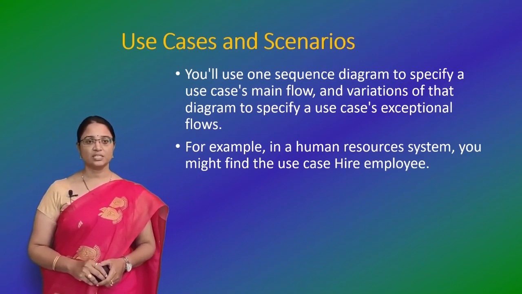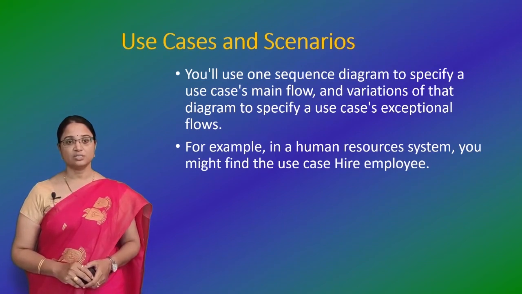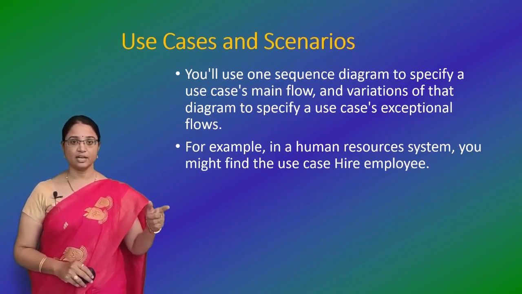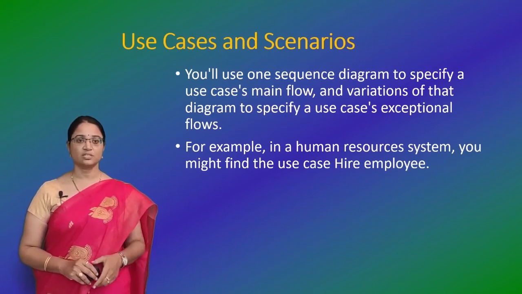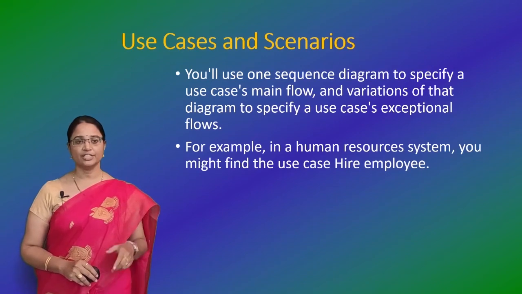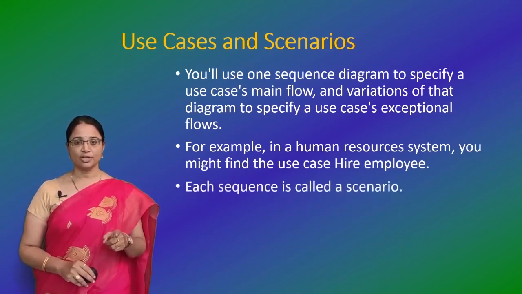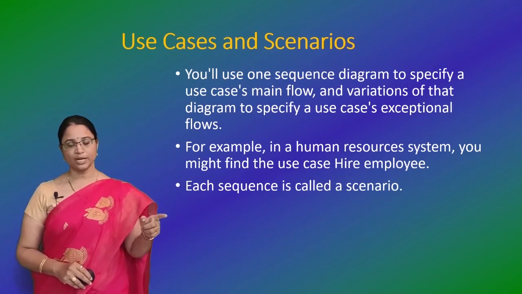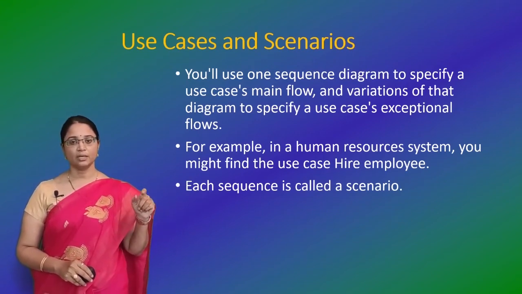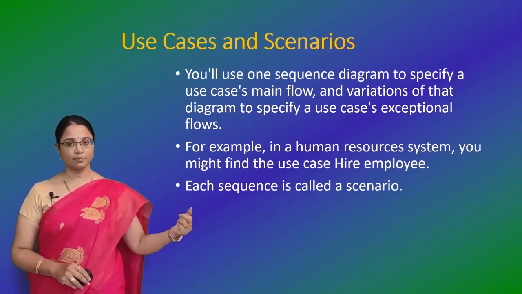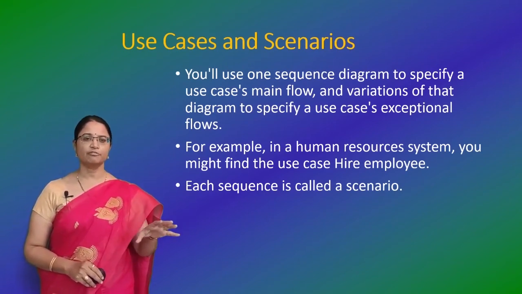Each of these variants can be expressed in different sequences. This one use case, hire employee, actually describes a set of sequences in which each sequence in the set represents one possible flow through all these variations. Each sequence is called a scenario. It means if you transfer from one branch to another branch, that is also one hiring. If you transfer from international also, that is also one hiring. So from an outside company also you can hire. These are nothing but the different scenarios.